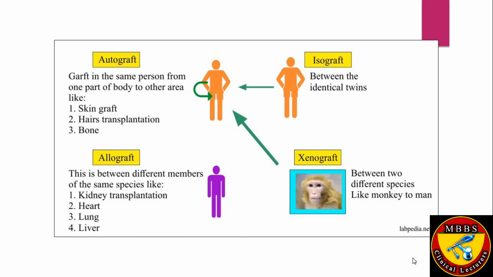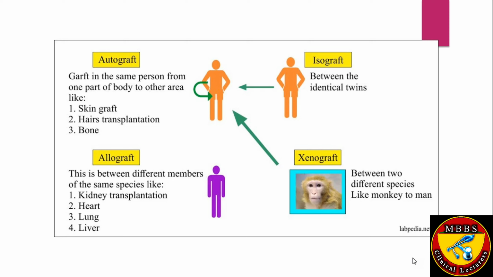Okay, now let's move to the first term, the autograft. Autograft means that the graft is within the same person, from one body part to another area, like most of the time skin grafting, hair transplantation. We are just taking the hair from the occiput region to the frontal region. Sometimes coronary artery bypass is also an example of autograft, in which we take part of the long saphenous vein, most commonly from the leg, and then transplant it into the heart. So these are examples of autograft, and an autograft is never rejected because it is taken from the same person. Okay, so it is never ever rejected.